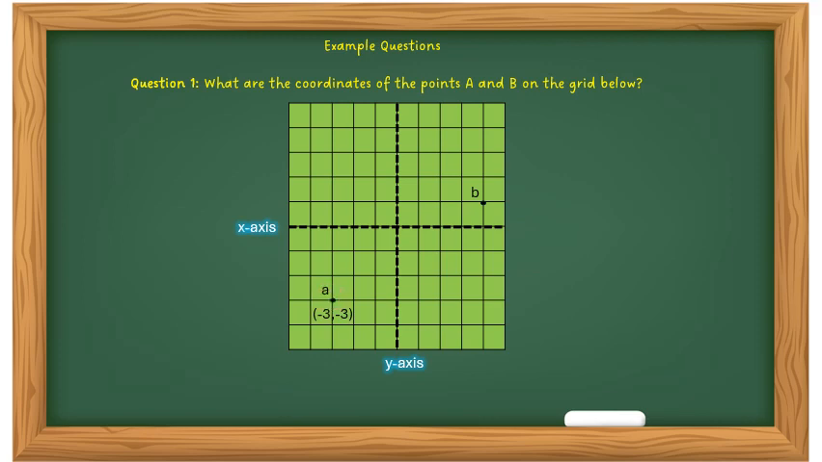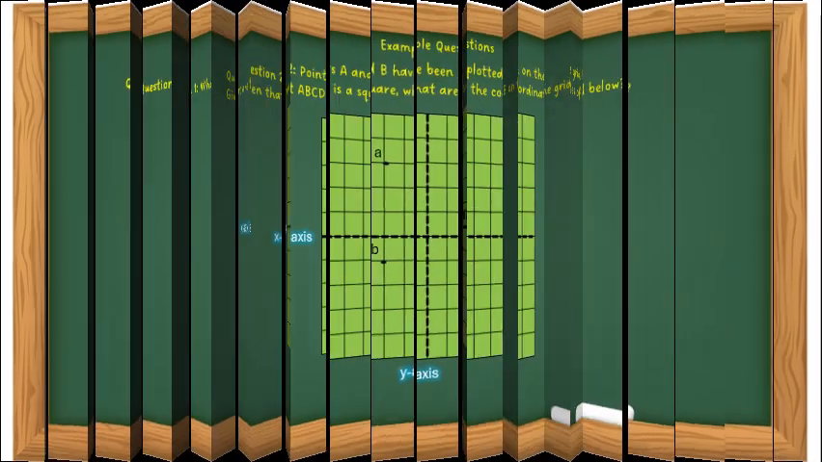And same with B, you start from the origin and you move right. Now remember, when you move right, it's a positive number, and when you move up, it's a positive number. So you can see you go along 4 spaces in the grid and up 1, and you can see the coordinates are 4, 1. So that's how you plot or recognize grid references.